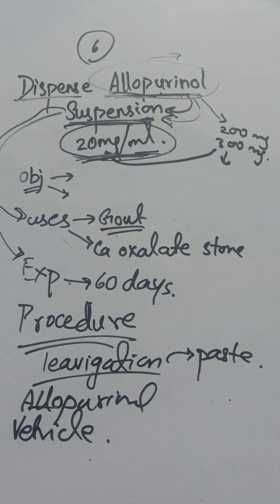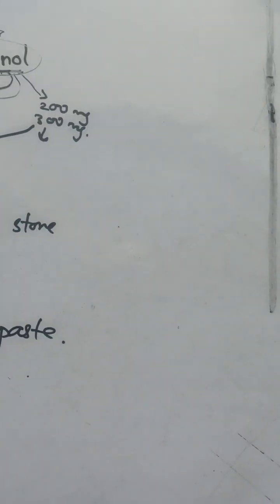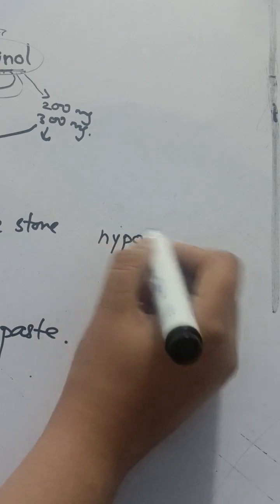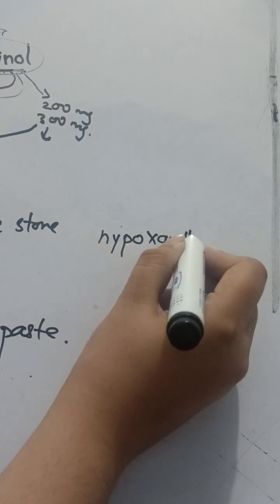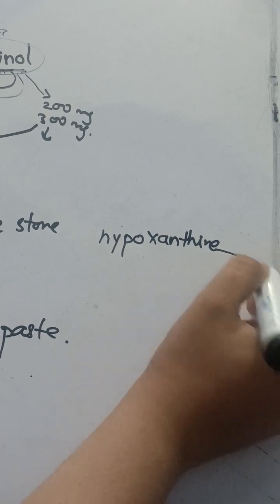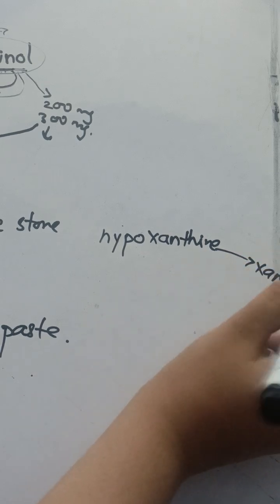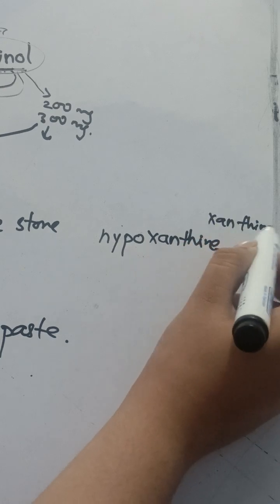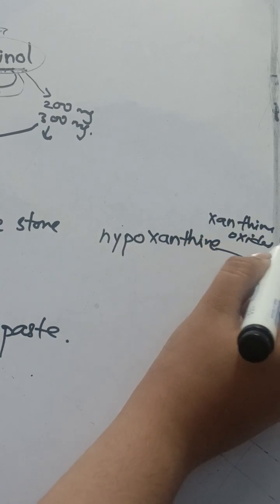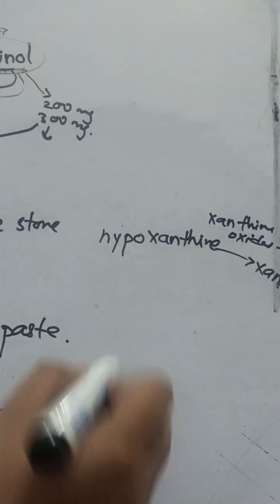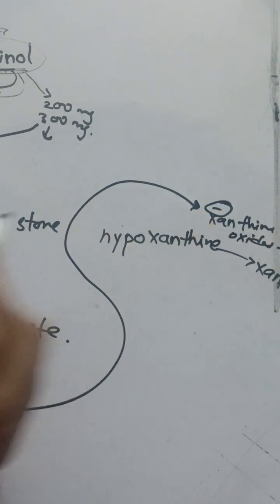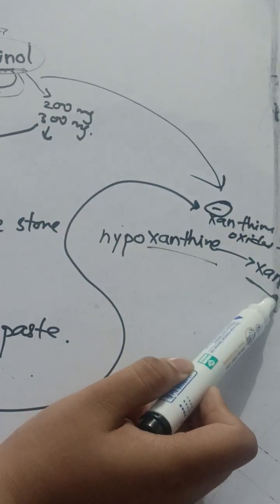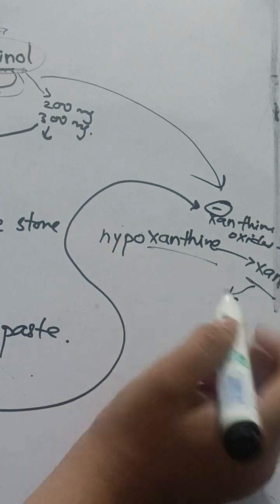Let's talk about this conversion on this side. What is happening inside our body is that there is a chemical, hypoxanthine, and it is converted into xanthine by an enzyme called xanthine oxidase. Now allopurinol is inhibiting this enzyme, so hypoxanthine cannot be converted into xanthine, and xanthine is not converted into uric acid.